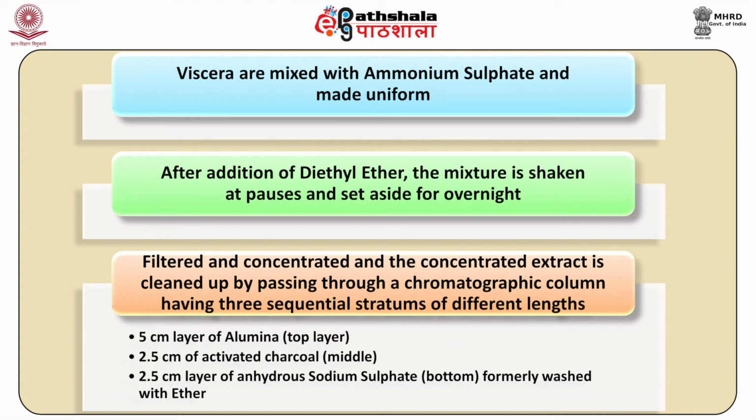of different length. A 5 cm layer of alumina, that is the top layer. Next is the 2.5 cm of activated charcoal, or the middle layer, and the third layer is of 2.5 cm of anhydrous sodium sulfate. This is the bottom layer, formerly washed with ether. The eluate is evaporated to dryness as has been done before.